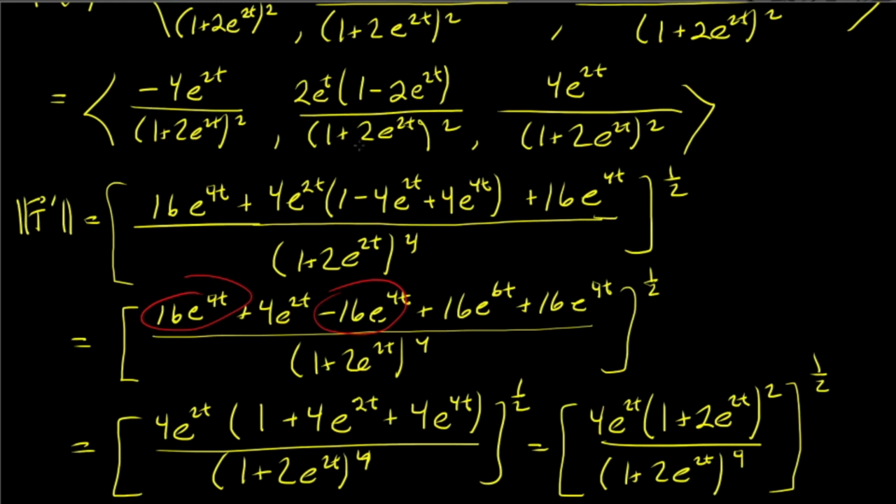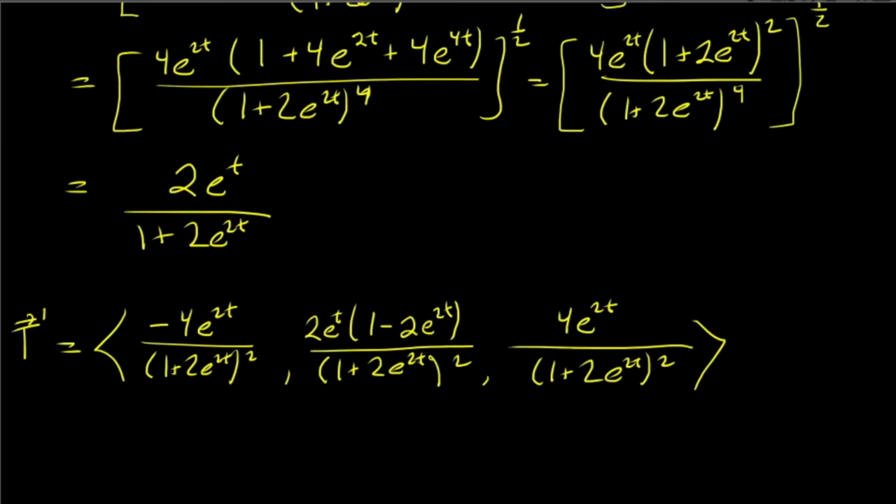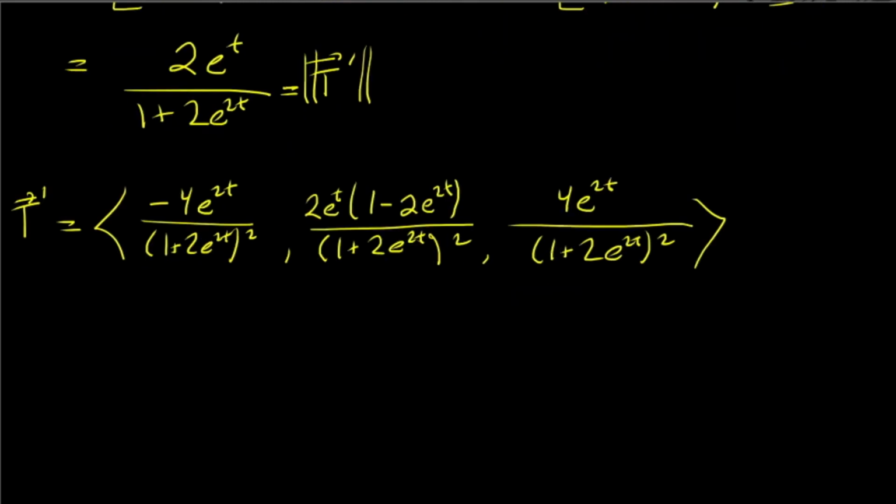All right, so let me copy down the T prime, if I can. Okay, there you go. There's T prime, and now we just multiply by the reciprocal of its magnitude, right? So this is T prime, and then take the norm. So for our N, what do we get?